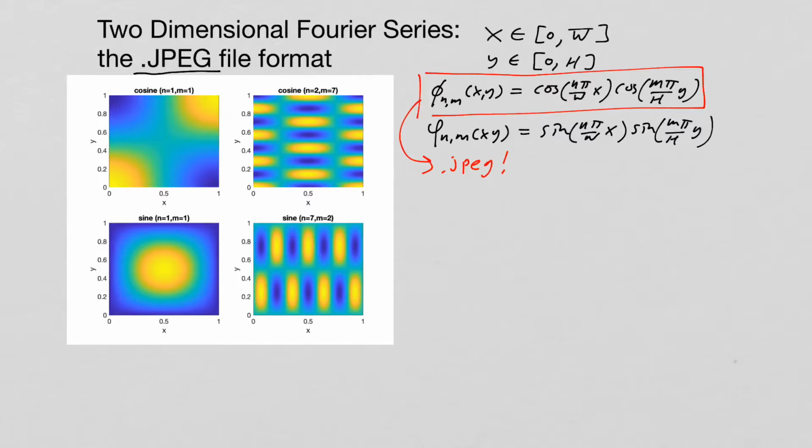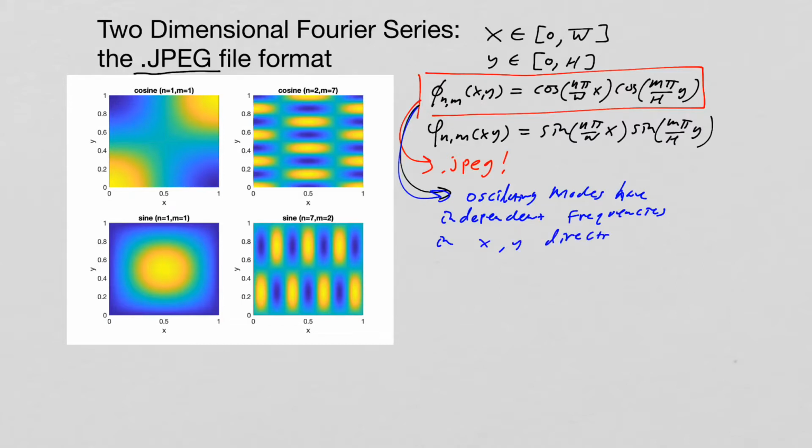So we have over here a few of the things. So we see these are multivariate functions. They have an x and a y in them. And you see that they also do have what I would call just the oscillating modes that have independent frequencies in the x and y directions. So we can outline this right here.